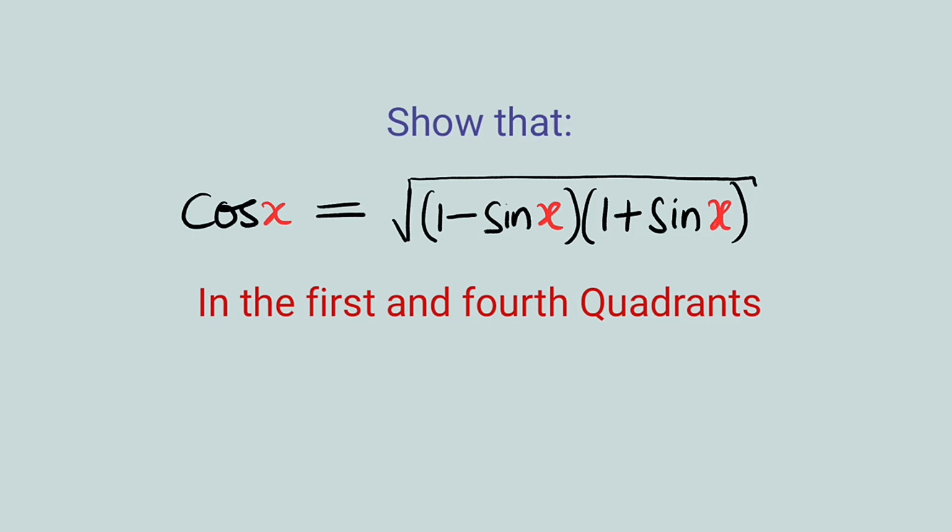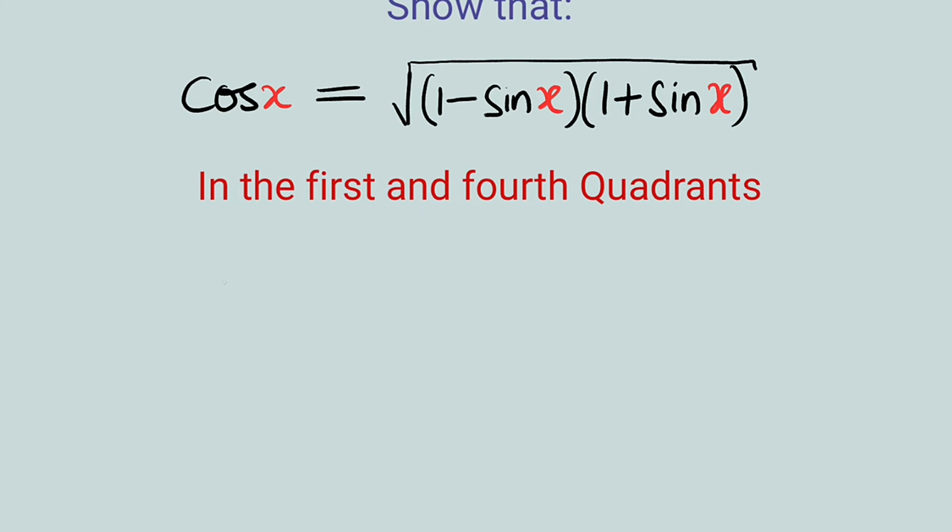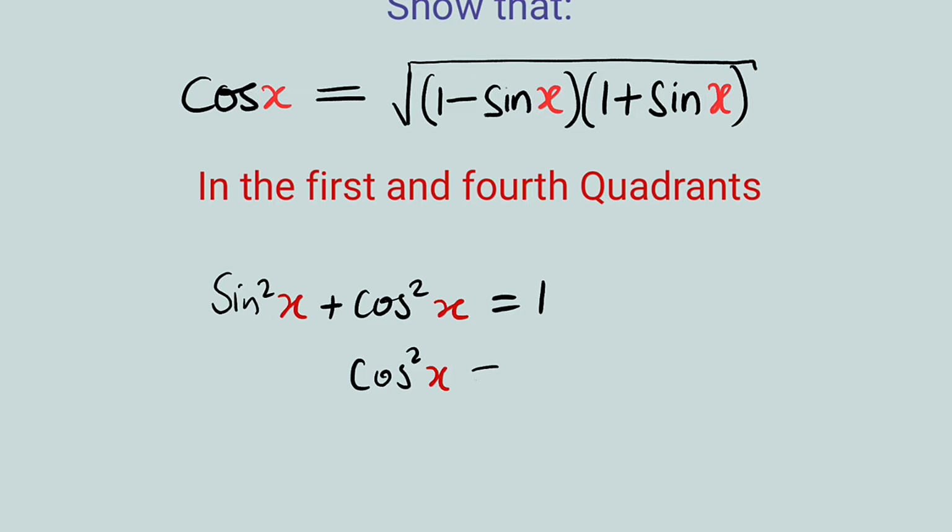So let's begin with an identity which says sine squared x plus cos squared x is equal to 1. So if sine squared x plus cos squared x is equal to 1, we can make cosine squared x the subject. Therefore, cosine squared x will be equal to 1 minus sine squared x.